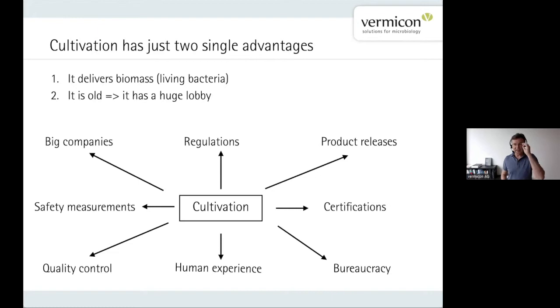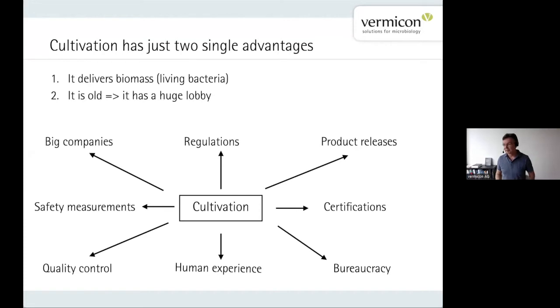Because when we look at the cultivations, we have big companies who are deep in the business of media. Most of the regulations, and believe me, we are in several industrial segments like food, beverage, water, wastewater, pharma, and so on, we know this regulation. Most of the regulations are based on cultivations. Almost all product releases of the industry are based on cultivation. Certifications are based on cultivation. The whole bureaucracy, the whole of Berlin believes in cultivation.